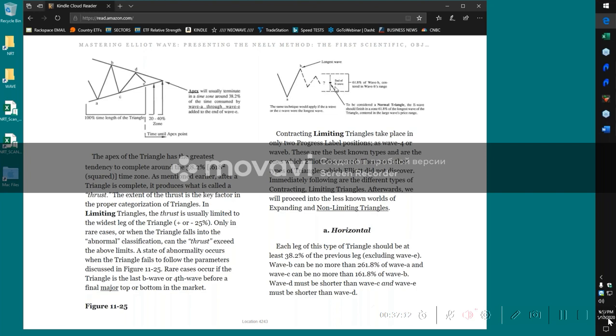In a normal contracting triangle, the end of the triangle will occur somewhere around 61% of the range of wave B, somewhere from 38 up to 61%, in the middle of wave B. That gives you some warning early on about where it might end. Now that only applies if the triangle is going sideways. If it's drifting upward, that won't apply, but most triangles don't drift, they go horizontal.